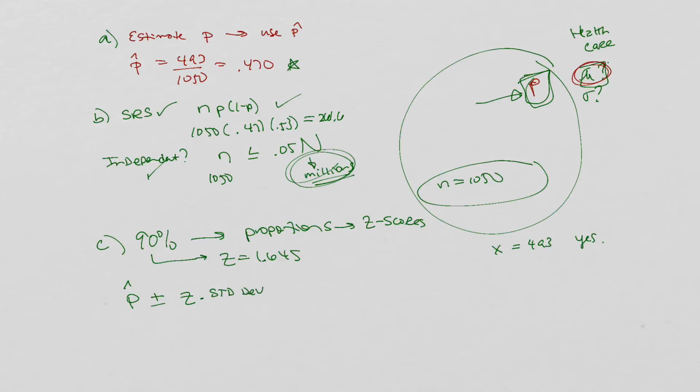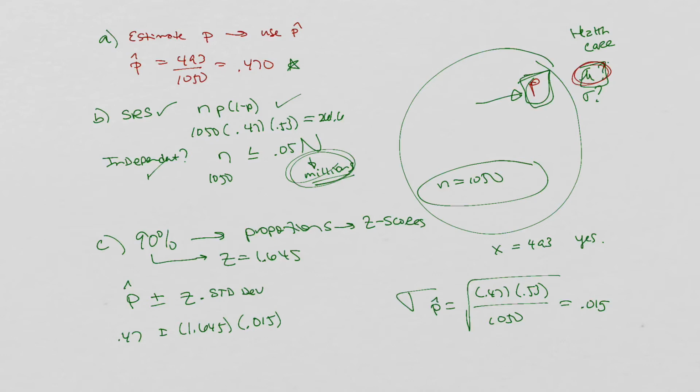Right? And the standard deviation for these samples, if we use that same formula, gives me 0.47 times 0.53 over 1050, which simplifies to 0.015. All right, so in this case, p hat is 0.47, my z-score is 1.645, my standard deviation is 0.015, so that's 0.47 plus or minus 0.025, and if we add it, I get 0.495, and if I subtract it, I get 0.445.